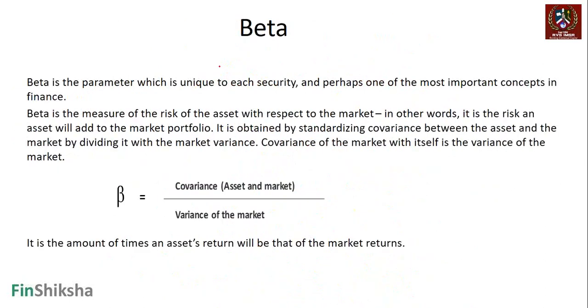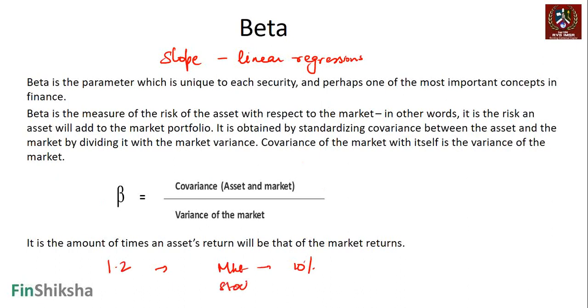Finally, we come to the beta. Beta is nothing but the slope of a linear regression between the stock returns and the market returns, right? What does it mean? If beta is 1.2, then if the market moves up 10%, the stock is expected to move up 12%. And if the market is going down 10%, then the stock is expected to go down 12%. In other words, this is the amount of times an asset's return will be that of the market returns, right? So that's what beta is.